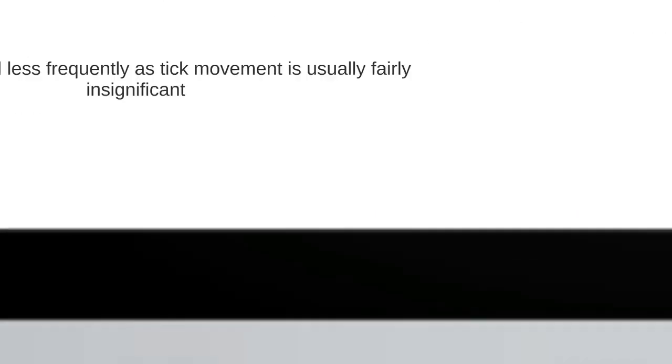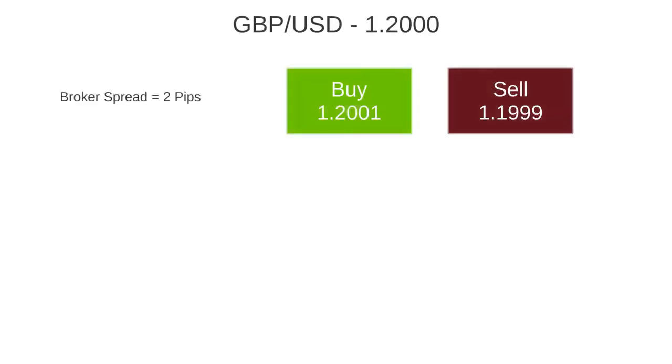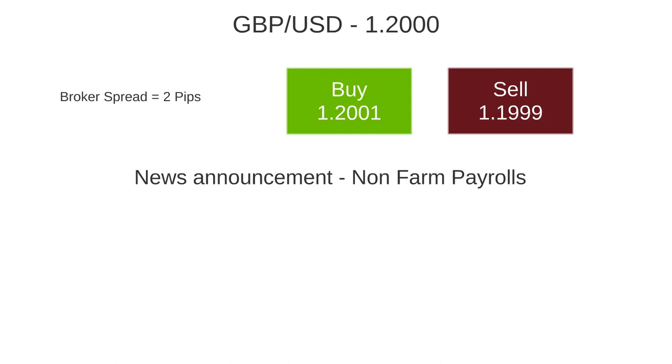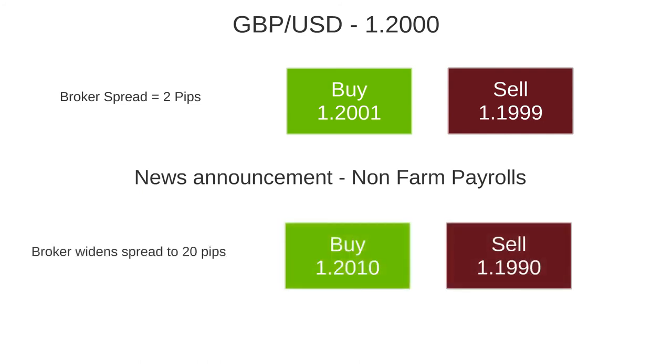Now let's say that a high impact news announcement has just been made, like the non-farm payrolls in the US, for example. These kind of news announcements usually greatly increase the market volatility, so the broker will widen the spreads on the affected markets as it becomes difficult for them to keep up with all the trading activity. So the price of the pound-dollar may go to something like 1.1990 to sell and 1.2010 to buy, meaning there is a 20 pip spread on this market now.